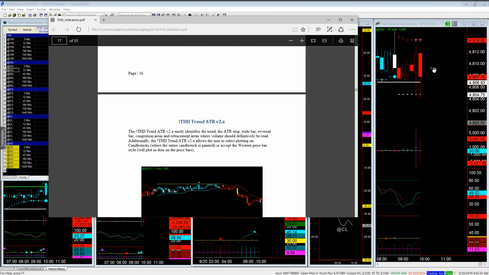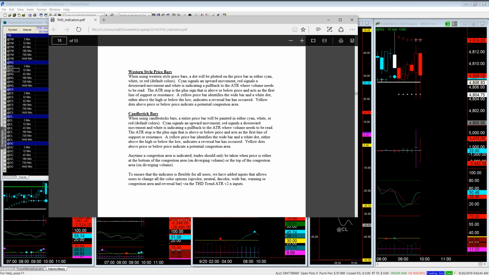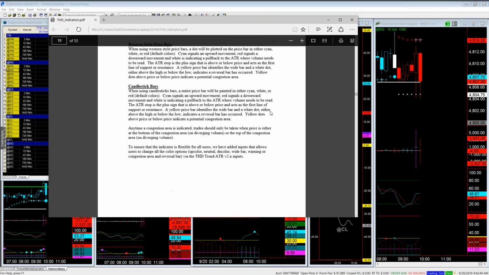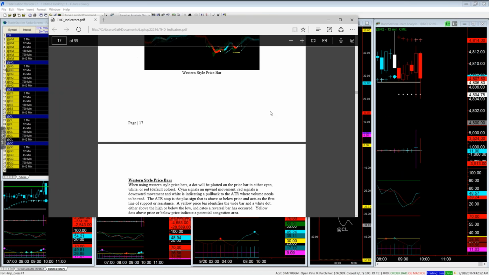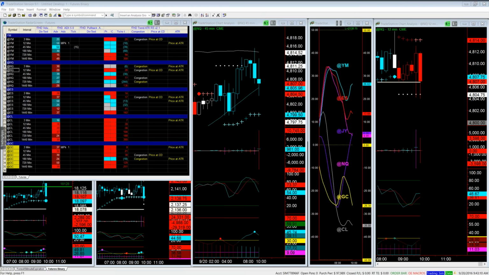Okay, so the congestion dot is part of the trend indicator, okay? So I go through and explain to you all of the options, what you can and cannot change. As far as how to trade it, it's not in there. It does tell you this is a congestion area. So if you're an experienced trader and you know how to trade congestion areas, then that's fine. But if you need training on it, then that's extra.